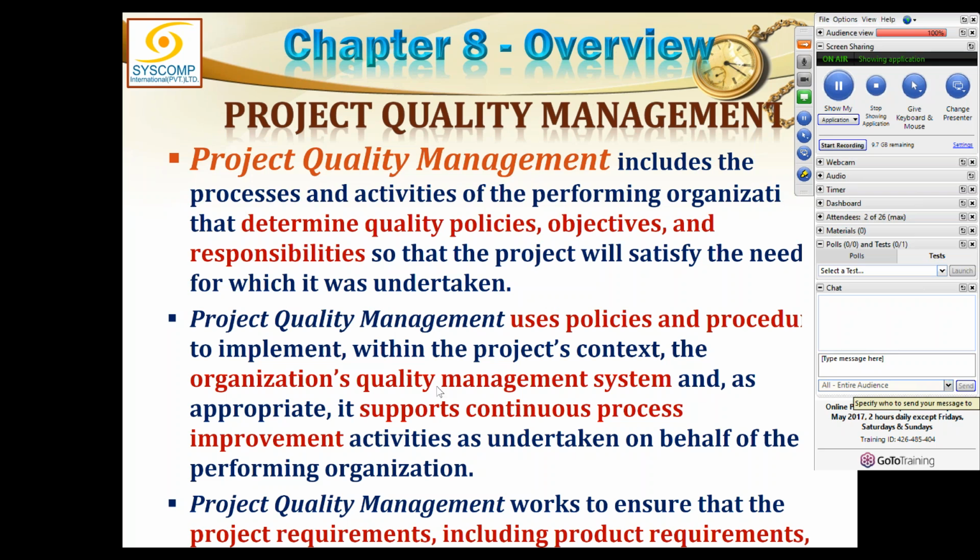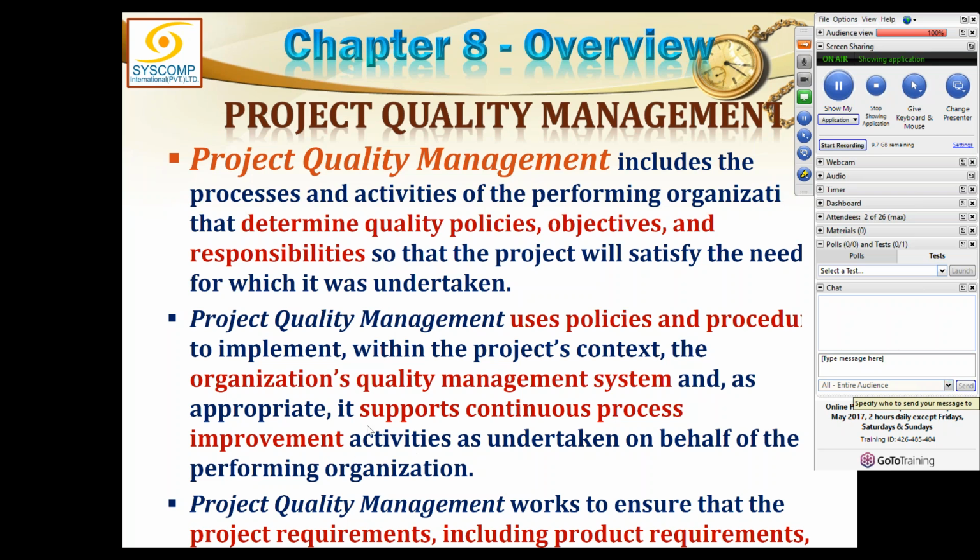The organization's quality management system can also be an input into it, but naturally you are looking at things from the project context here, and they will be used as appropriate. It may not apply 100% on the project, because maybe not all of the quality management system of the organization really addresses the whole project. So whatever portion addresses the project, in alignment with the project, that would be applied to the project. So by doing this, it supports continuous process improvement. So wherever there is something which can be enhanced or improved, that will be done.